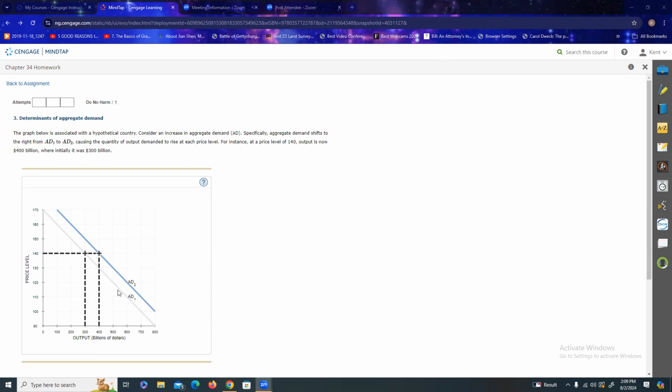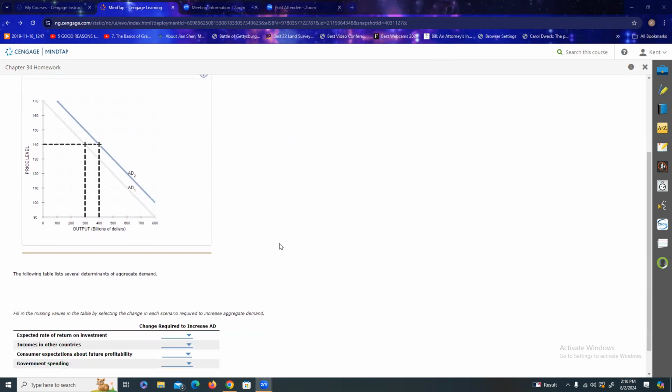Okay, here's aggregate demand 1. Here's aggregate demand 2. And it shifts from here to here, causing the quantity of output demanded to rise at each price level. For instance, at a price level of 140, right here, output is now 400 billion, right here, after the shift, where initially it was 300 billion, right here.